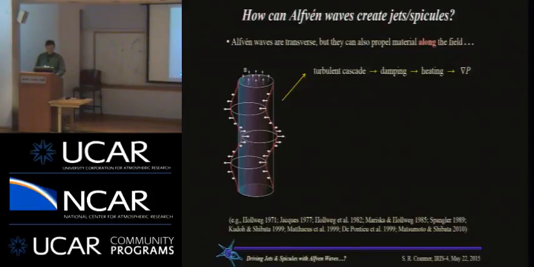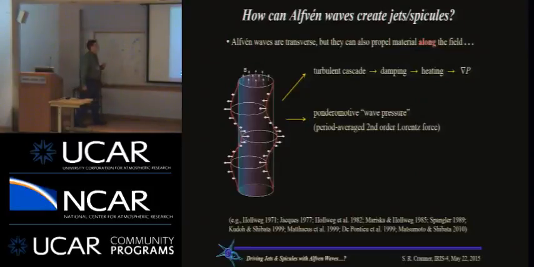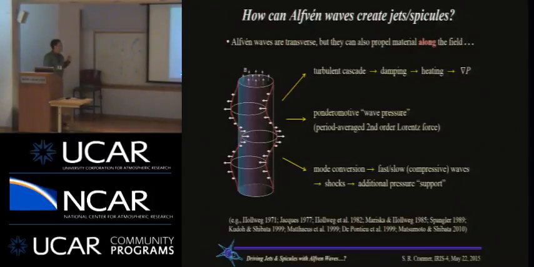But there are some other more exotic options also, right? Alfvén waves can exert this ponderomotive wave pressure. It's really a Lorentz force due to the velocity and the magnetic field perturbations. When you do the whole J cross B and figure out the Lorentz force, and you average it over a period, you actually get a non-zero average, and it produces a net force along the field. So that's been put into solar wind models in the coronal holes for several decades. But there's also an idea of mode conversion, right?